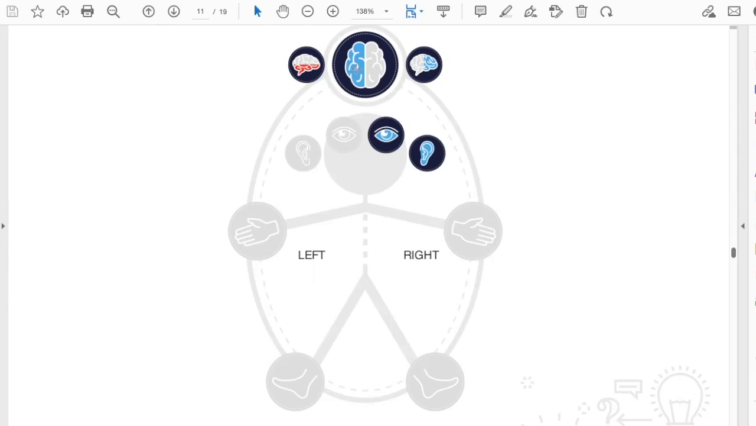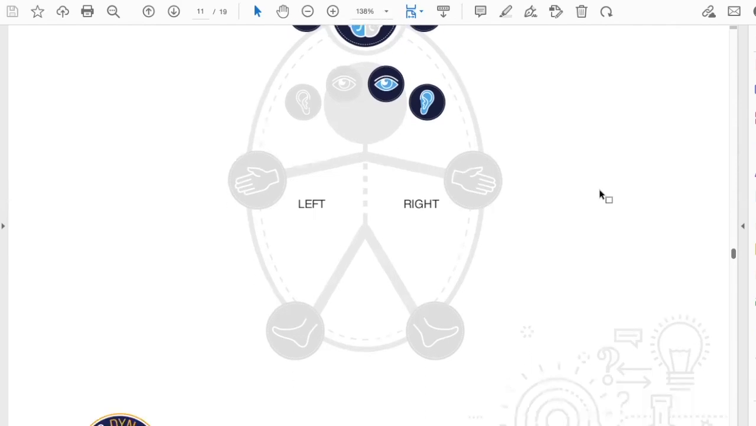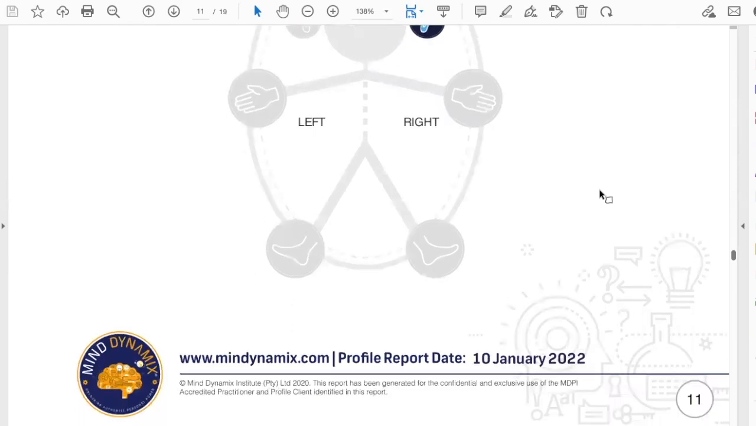Once again, we allow them to reflect. So, does this make more sense for you? Do you now better understand what the impact of stress based on your profile is?